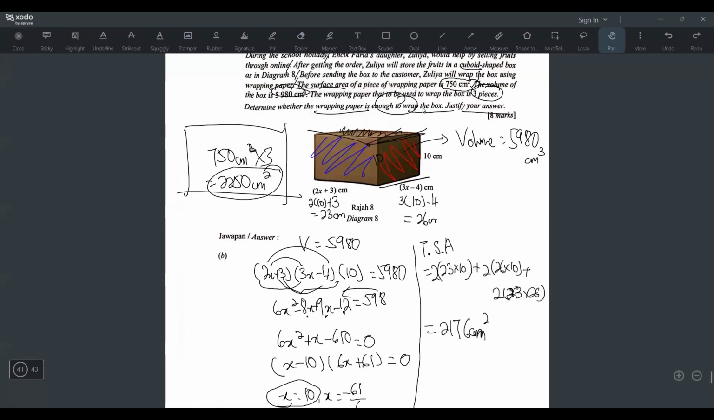Determine whether the wrapping paper is enough to wrap the box. Justify your answer. Okay, what's the surface area of the wrapping paper? 750 times 3, because he bought 3. So is the wrapping paper enough? When you times 3, the total surface area is 2250. But the total surface area for one box is 2176. So is it enough? Yeah, it's more than enough, right?